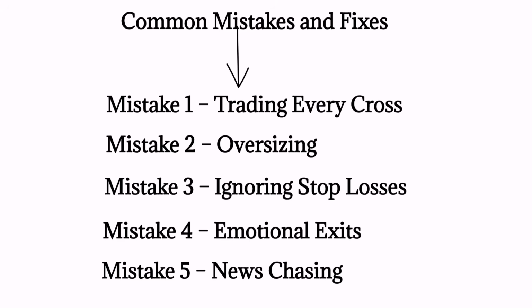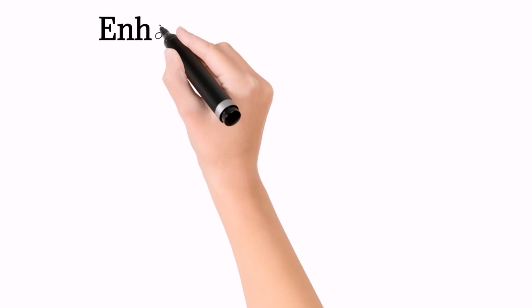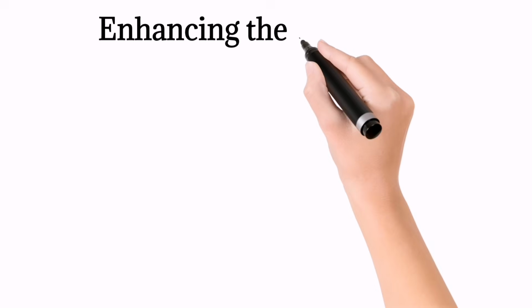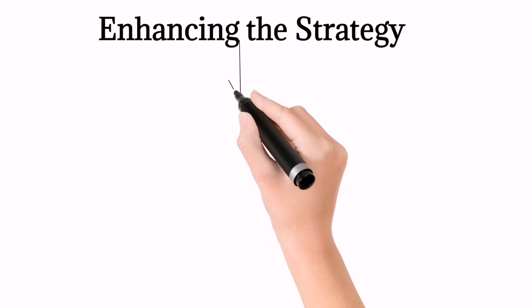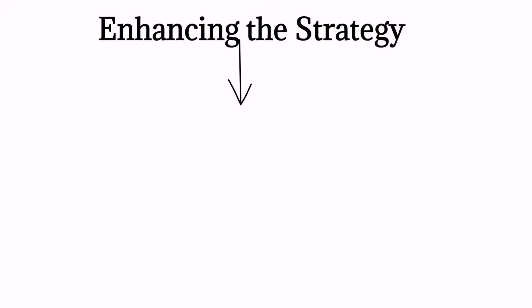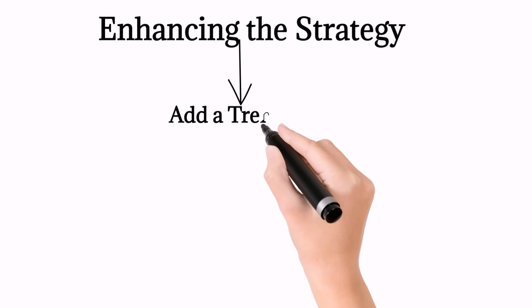Mistake 5: news chasing. Jumping in during a headline without chart confirmation invites whipsaw. Fix: wait for candles to close and volume to confirm. Enhancing the strategy: add a trend filter. Keep longs only when the 50 EMA is above the 200 on both the daily and 4-hour chart. Keep shorts only when below on both.